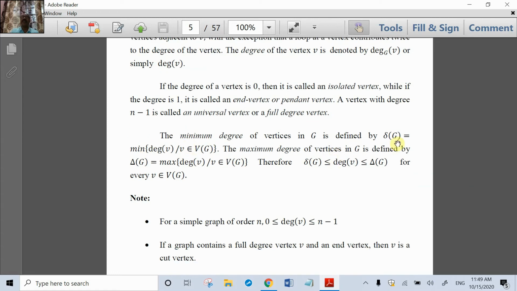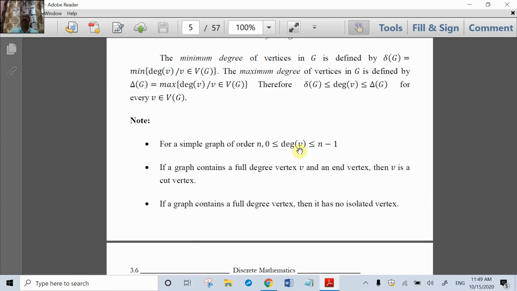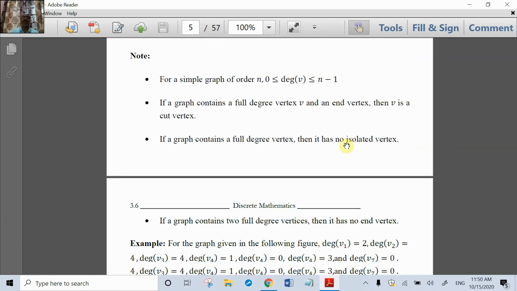Minimum degree is denoted by small delta of G. Maximum degree is denoted by capital delta of G. Therefore, we get this relation: degree of v lies between delta of G and capital delta of G. Now, also degree of v is greater than or equal to 0 because isolated means 0, and full degree means n minus 1. Therefore, degree of v lies between 0 and n minus 1.